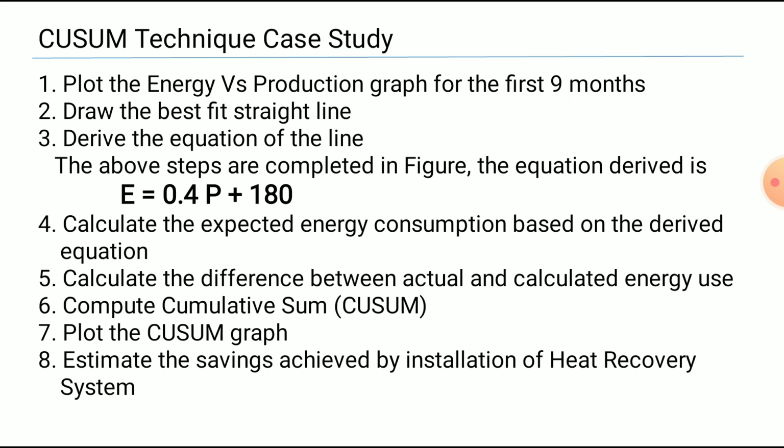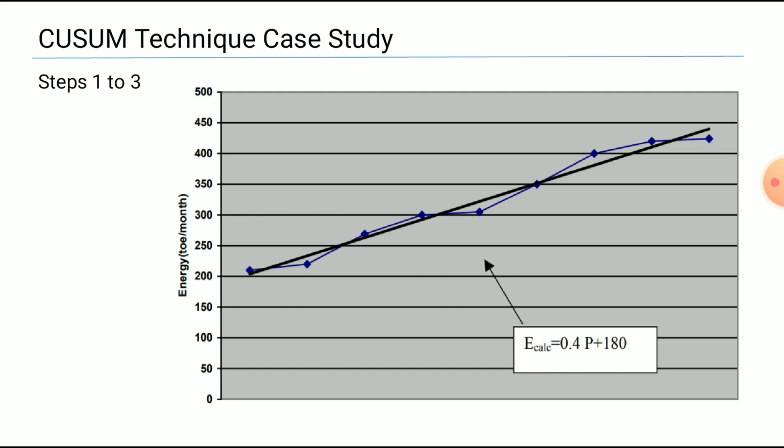Fifth step, calculate the difference between actual and calculated energy use. Sixth, compute the CUSUM. Seventh, plot the CUSUM graph. Last one, eighth step, estimate the energy saving after installation of the heat recovery system. So we will see the step by step process first.